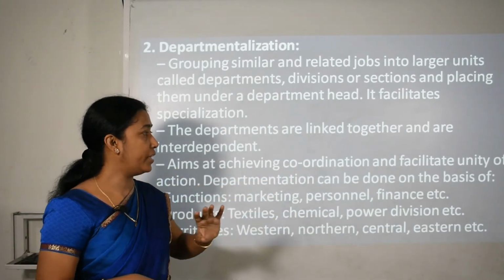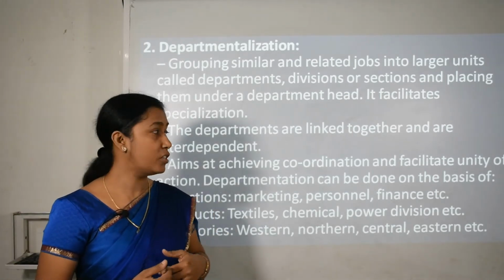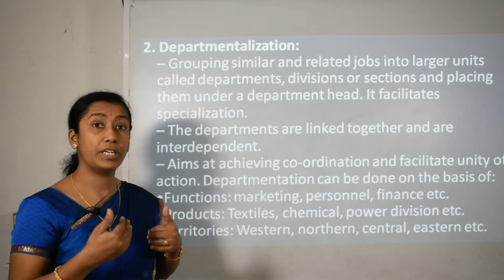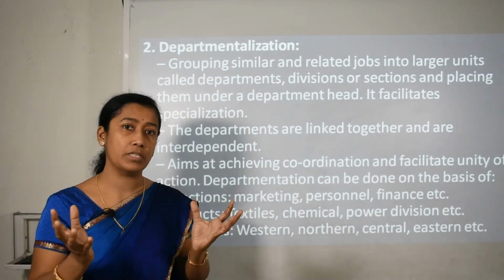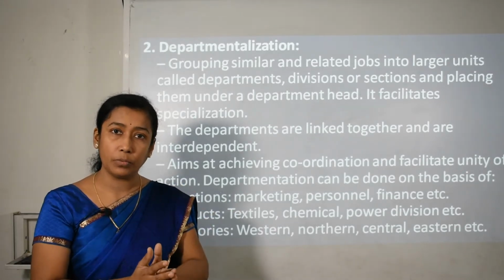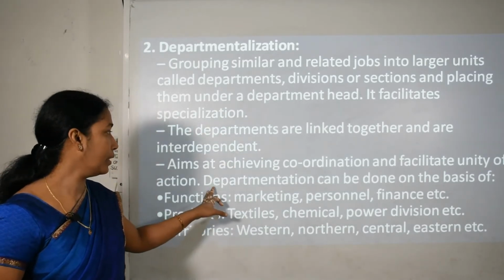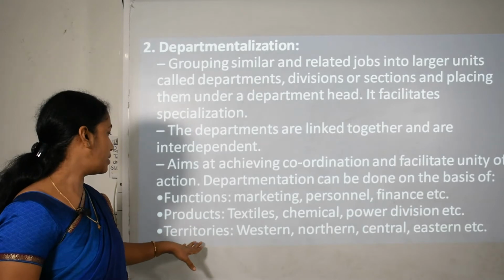It aims at achieving coordination and facilitates unity of action. So the main aim of departmentalization is to coordinate all the activities and the facilities provided to them so that unity of action can be achieved. Unity of action means all the employees are unitedly doing the work or performing the task with one common purpose or aim. Now departmentation can be done on the basis of functions, products and territories.